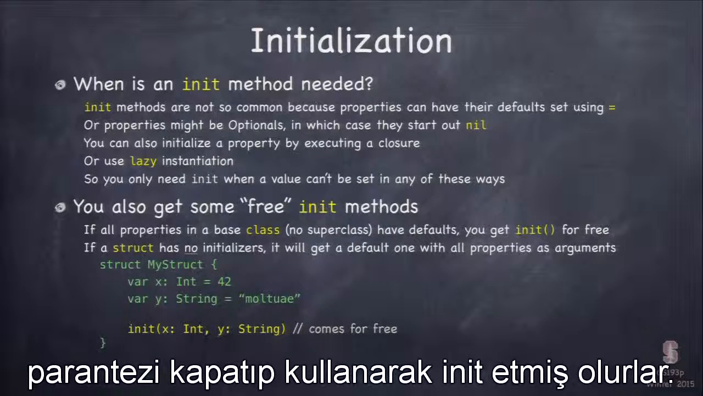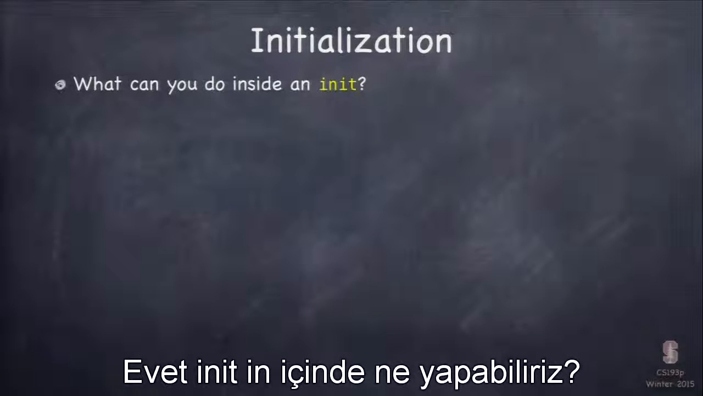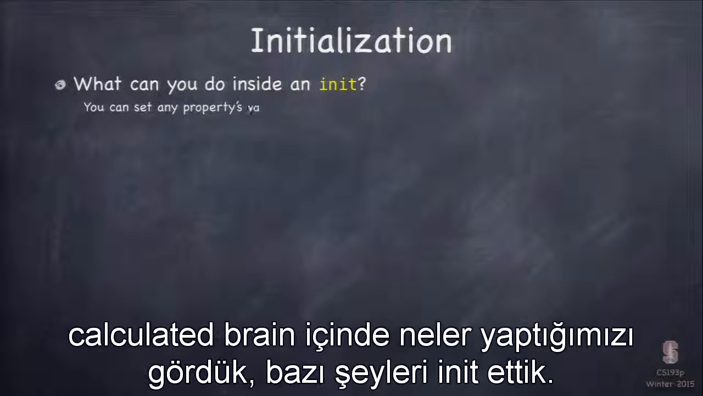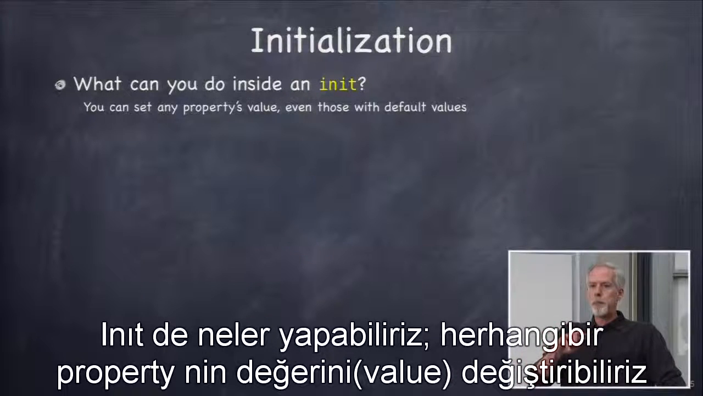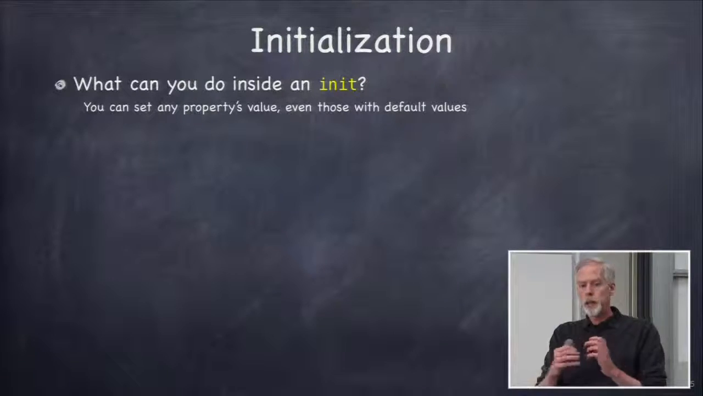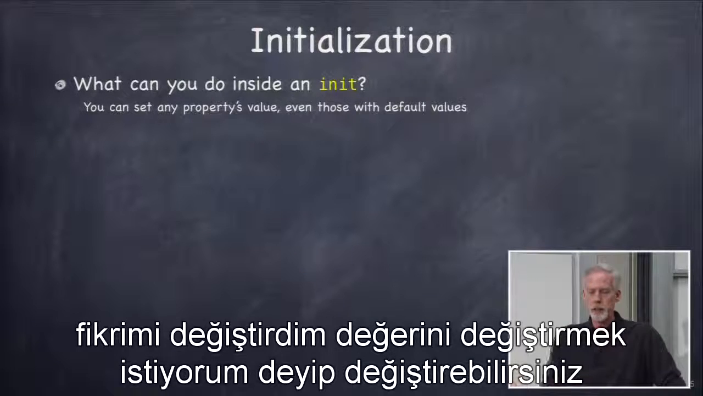Okay? All right. So what can you do inside of init? We saw what we did in calculator brain. We initialized some stuff. But what can you do? Well, you can set any property's value in there. You can even set properties that have default values. So even if you have a property and you said equals 12, in your init you could reset that thing to something else if you changed your mind in init.